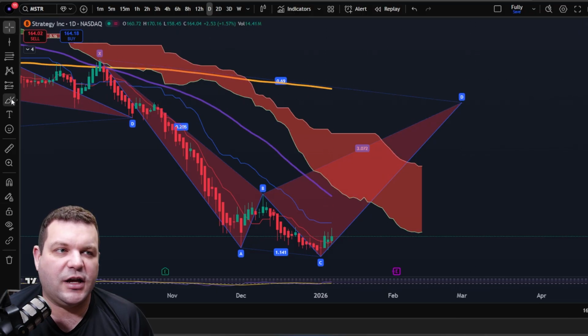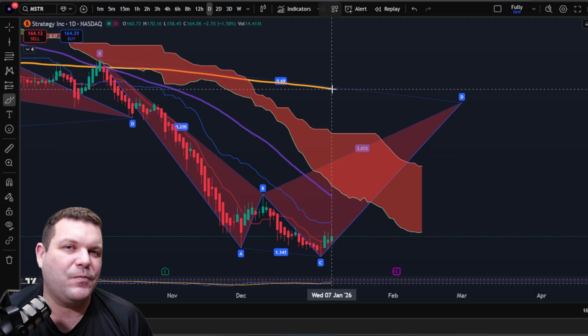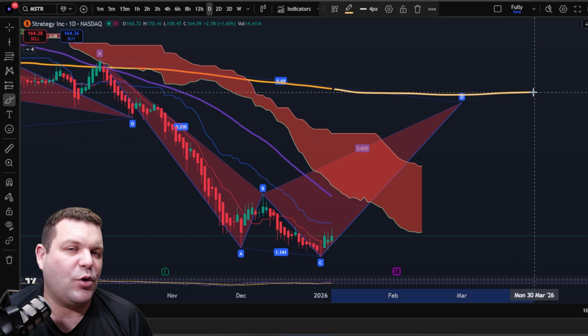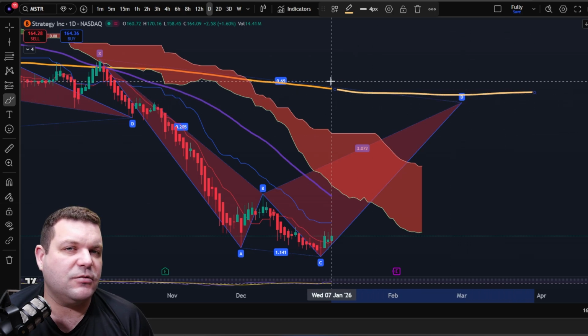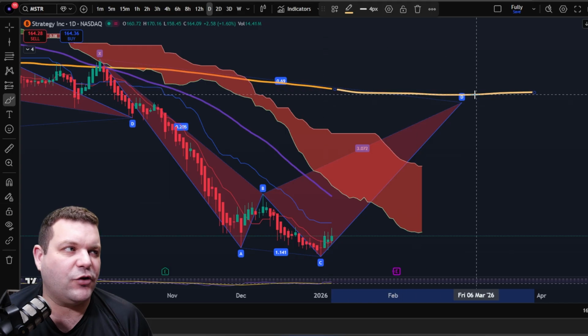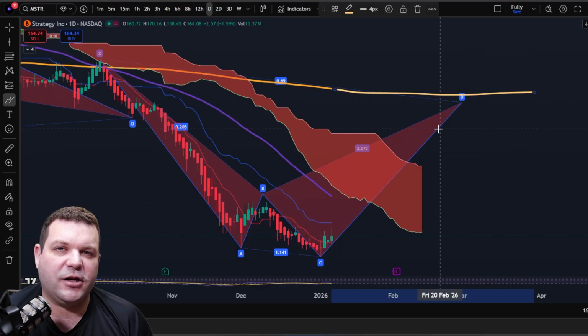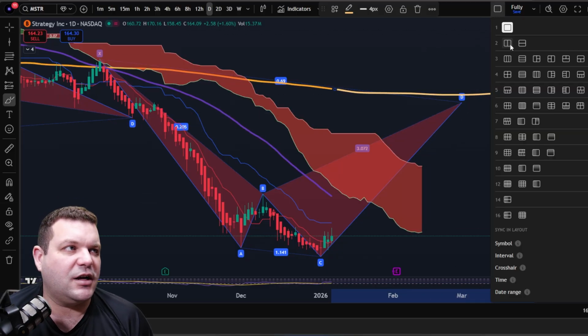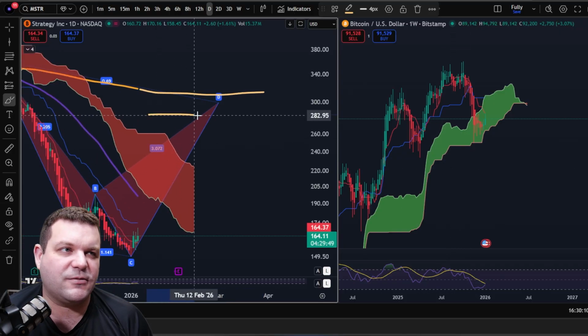Now, I do think that if this bearish shark does play out, there could be some momentum here into the first quarter of the year to maybe catch up with this 200 moving average. We could maybe see a revisit of the $300 range on MicroStrategy. And of course, a lot of this will probably have to depend on how Bitcoin does, right?